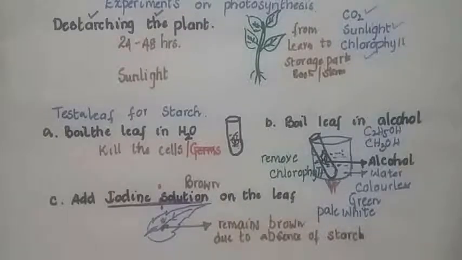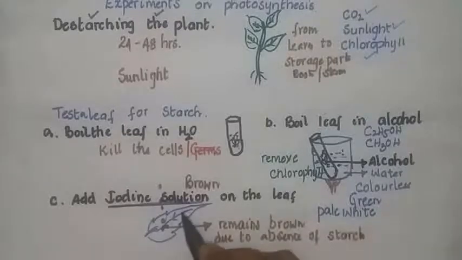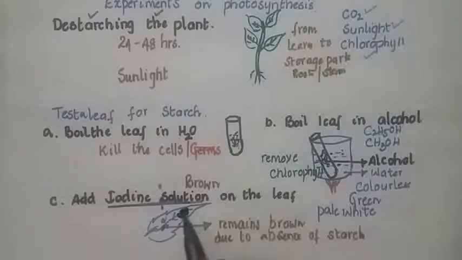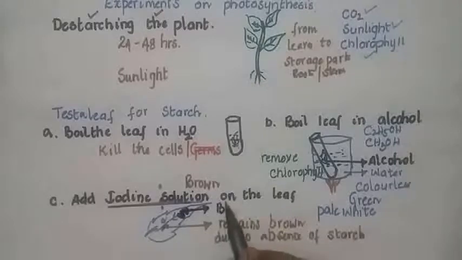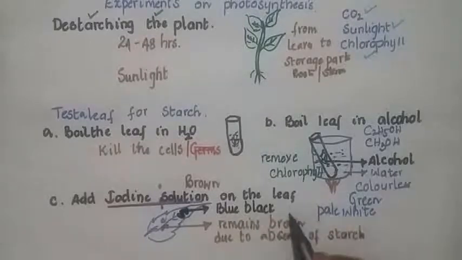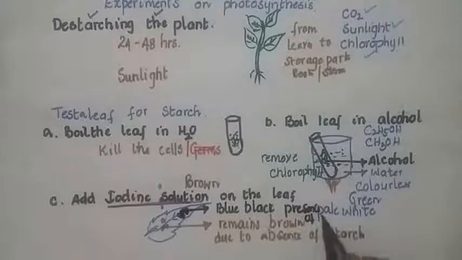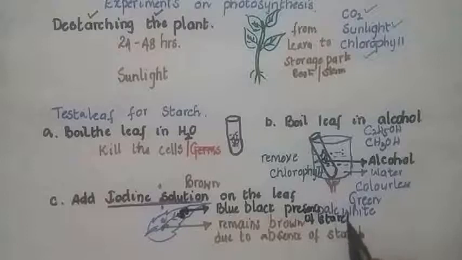And if there is starch, what happens? If there is starch, you may find the leaf turning blue-black, or you can say bluish-black. So what does that blue-black indicate? It indicates the presence of starch. So remember, when they ask you about the observation of a leaf, you have to write these 4 words.